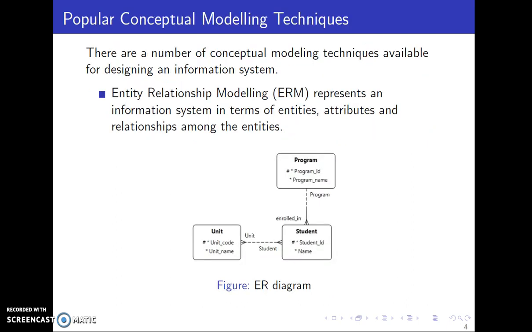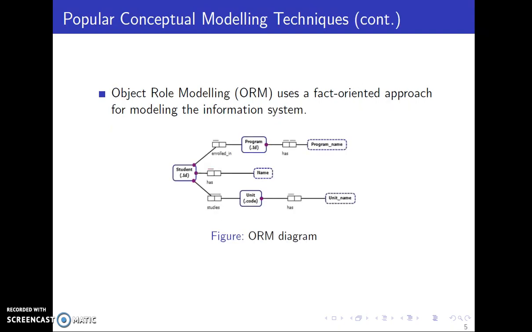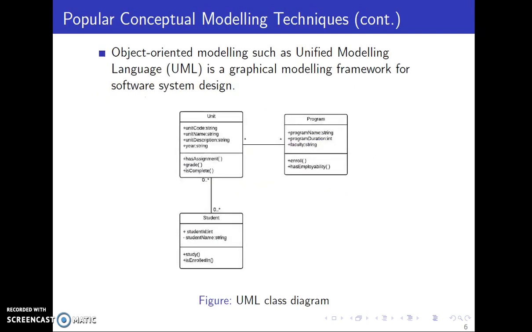Popular conceptual modeling techniques. There are a number of conceptual modeling techniques available for designing an information system. They are entity relationship modeling, object role modeling, and object-oriented modeling. Entity relationship modeling represents an information system in terms of entities, attributes, and relationships among the entities, whereas object role modeling uses a fact-oriented approach for modeling an information system.